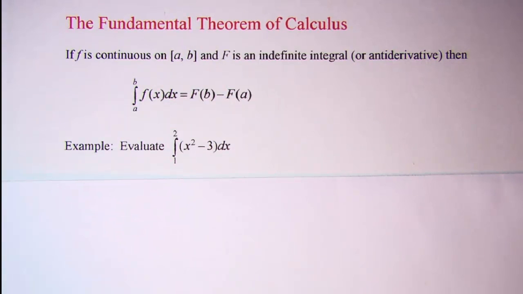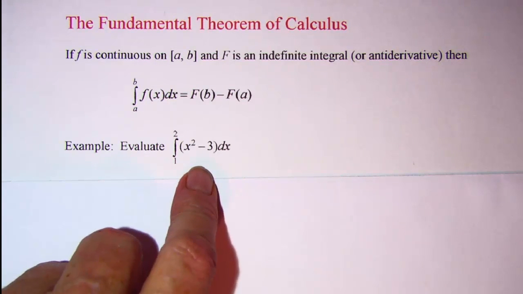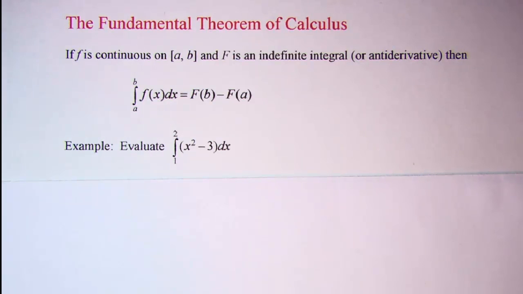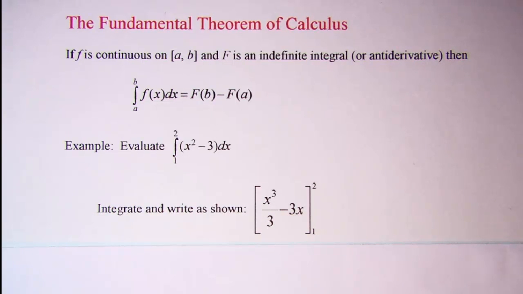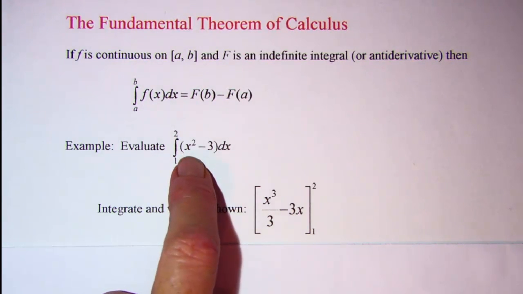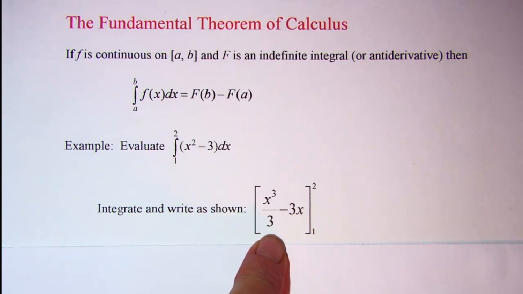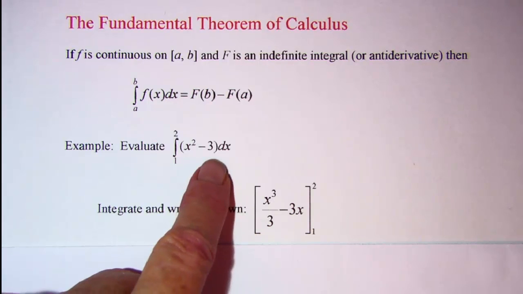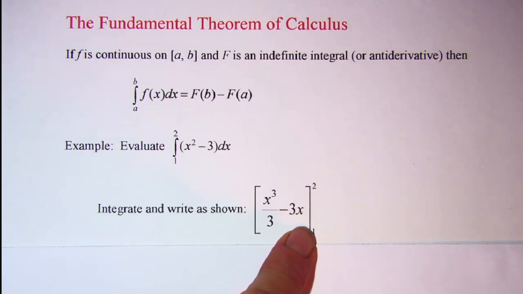Our first example, evaluate the definite integral from 1 to 2 of the function x squared minus 3 dx. The first thing we want to do is integrate and then write that as shown. So the integral of x squared, remember we'll just use the power rule. So increase the exponent and divide by the new exponent. So we have x cubed divided by 3 minus, and then on this one, remember you can think of this as 3 times x to the 0. So increase the exponent, divide by the new exponent, and that's going to be minus 3x.